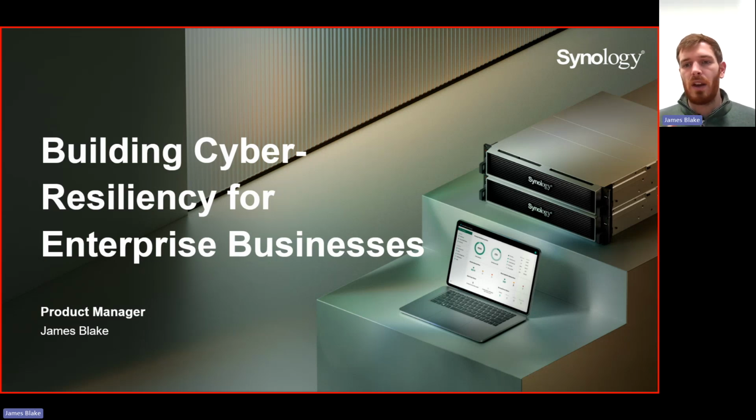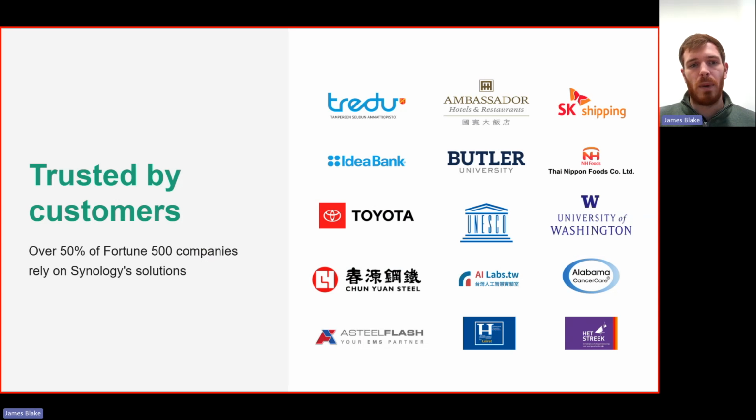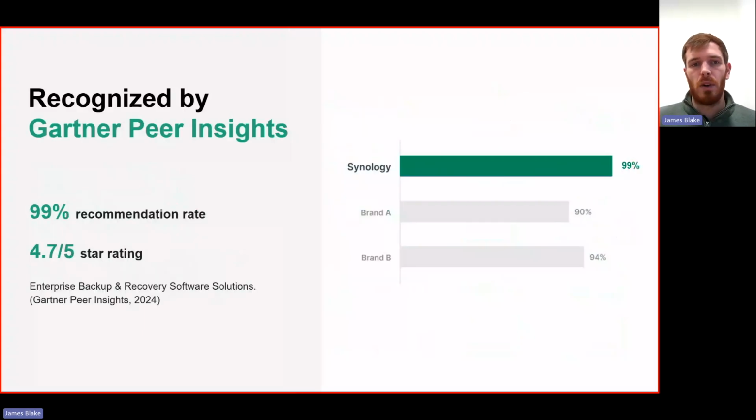Now, there are a number of associations that go with Synology. First and foremost is obviously data storage, but probably the bigger one, and the one we want to focus on today, is data protection. Because of this association, we are trusted by over 50% of the Fortune 500 companies. And in 2024, we were recognized by Gartner Peer Insights with a 99% recommendation rate in the backup and recovery software aspect.